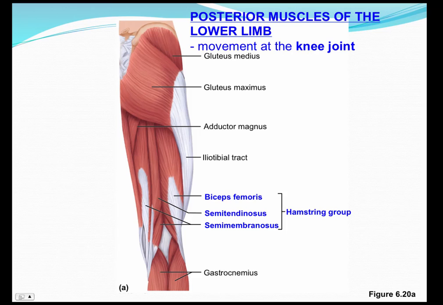Looking posteriorly, we have the biceps femoris, semitendinosus, and semimembranosus, and these are all of your hamstrings. And then your calf muscle, what do we know that as? We know it as gastrocnemius.